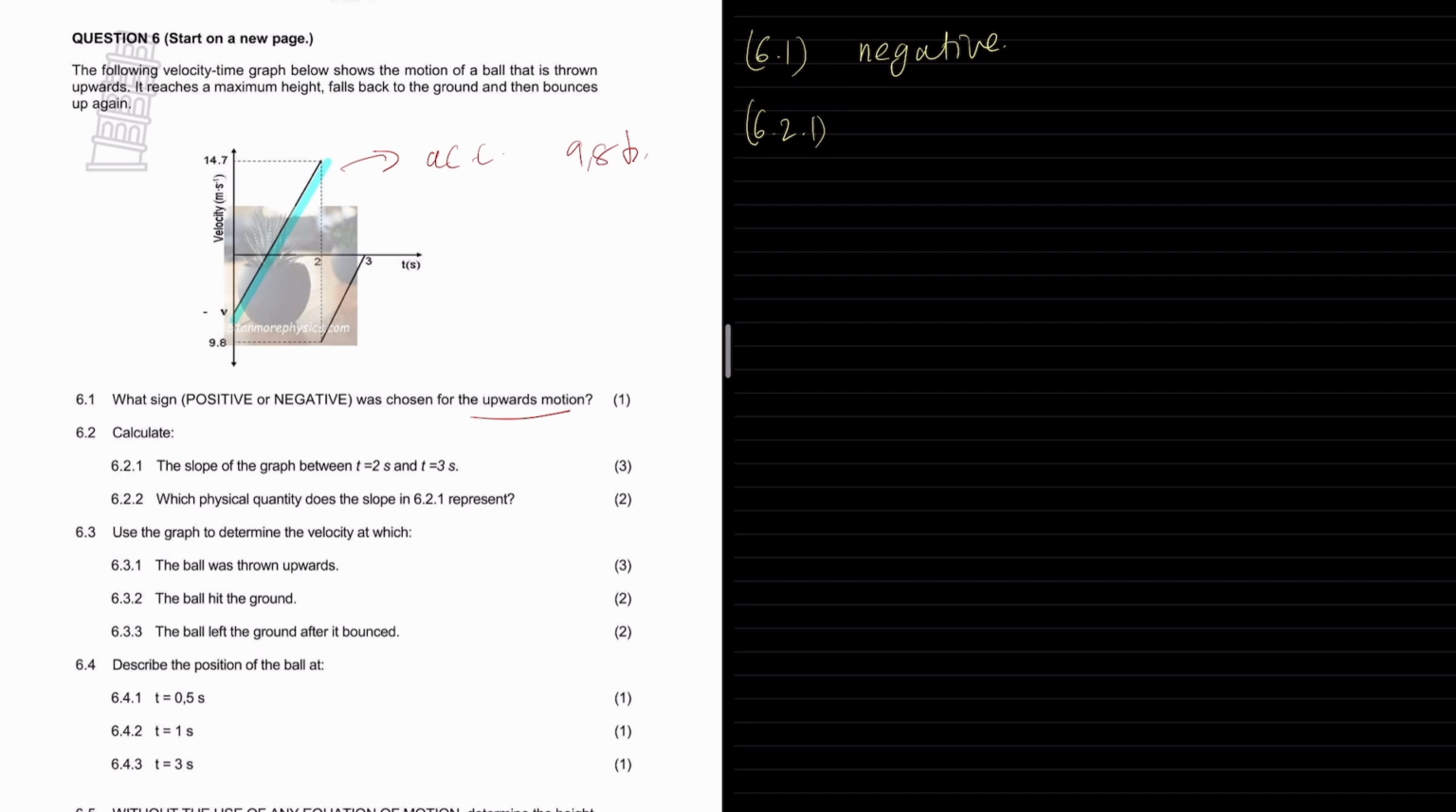6.2.1. Calculate the slope of the gradient. Here we go. We should get 9.8, but let's do it. So let's take coordinates between 2 and 3 seconds. The first coordinate will be 2 and 14.7. The next one will be 3 and 0. So here we're going to say 14.7 minus 0 divided by... that doesn't make sense.